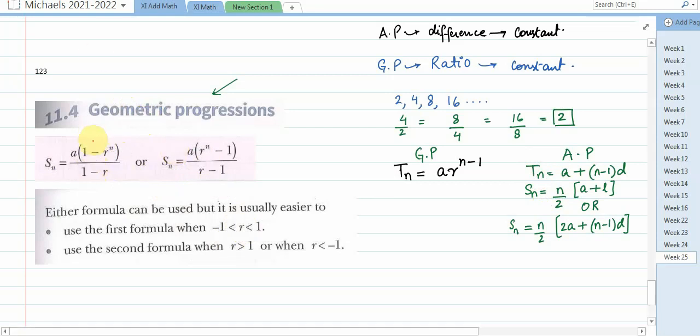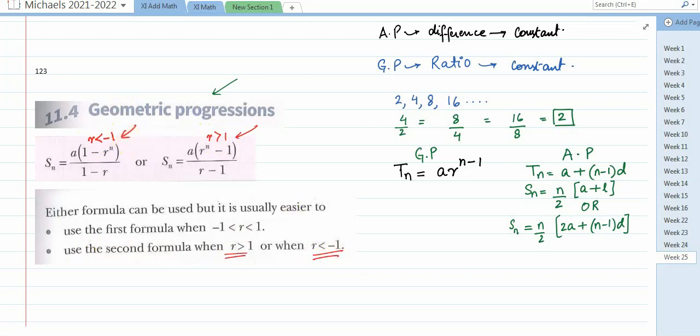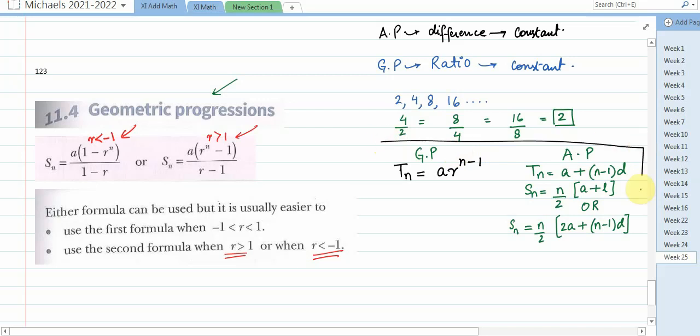Alright, this one when you have r lesser than 1, and this one when you have r greater than 1, or r lesser than minus 1. It is already mentioned here. Use the second formula when r is greater than 1, and the first one when r is lesser than 1. So these are the basic working formulas, and I have compared the arithmetic working formulas with the geometric ones. Firstly, you need to note down all the necessary information on your screen, and for this part you have a time of 3 minutes to start.